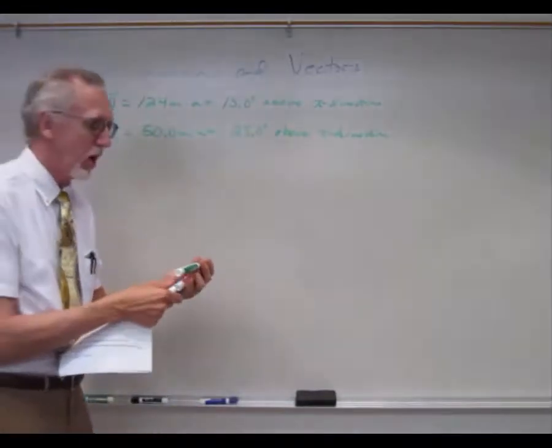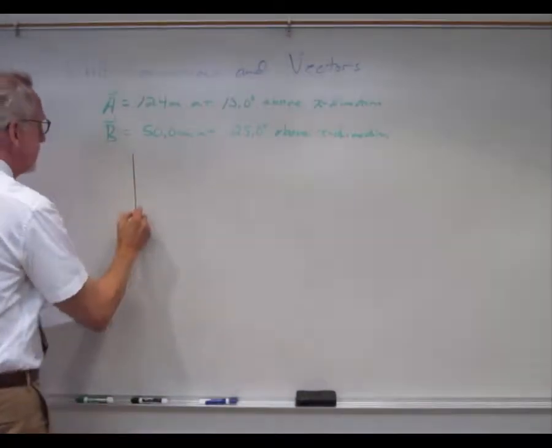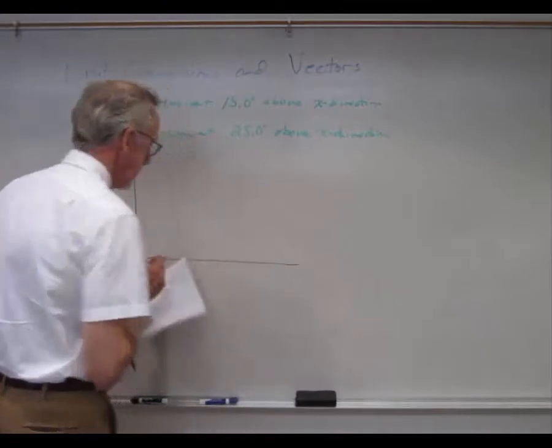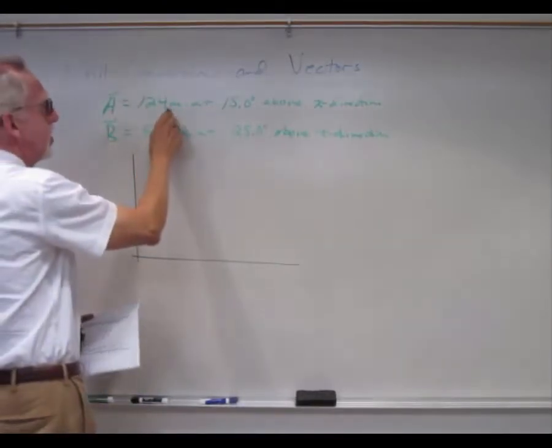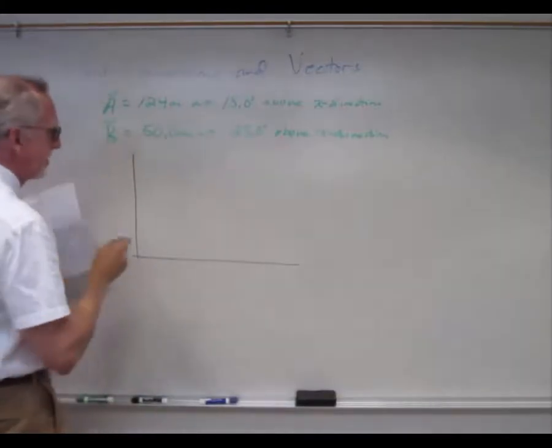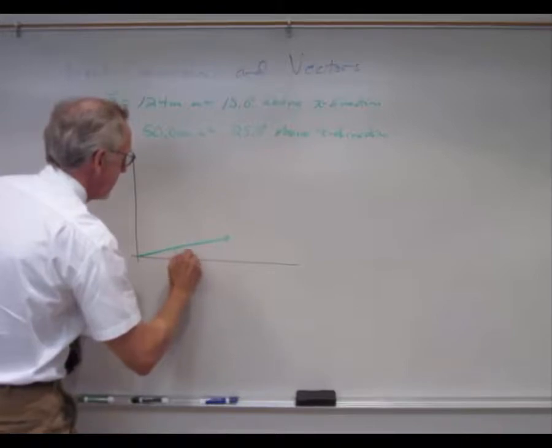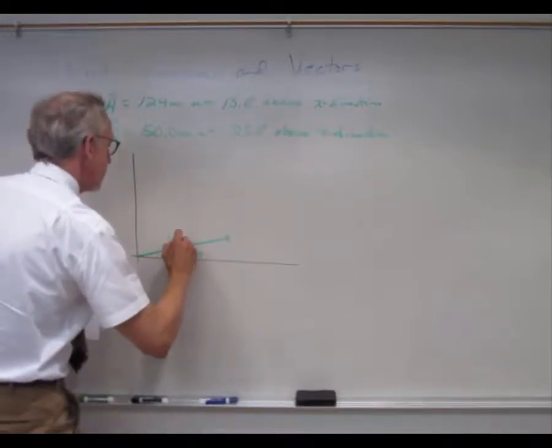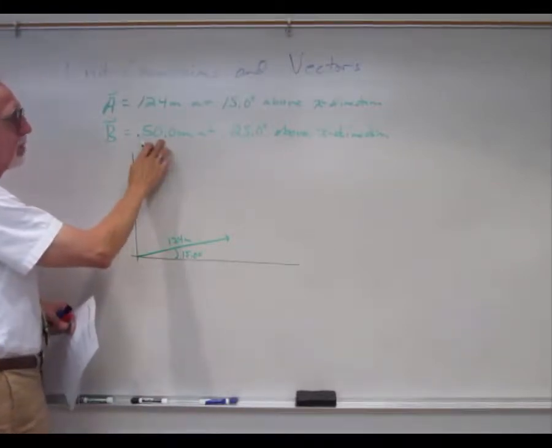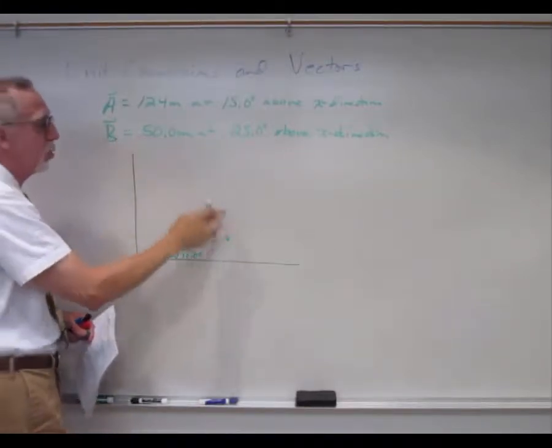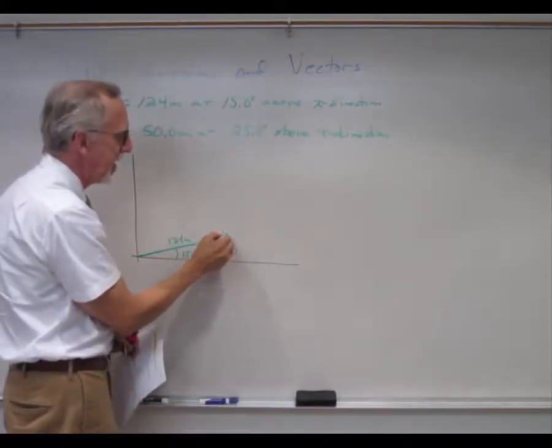Well, again, let's draw it. Just qualitatively, what's the motion going to look like? So let's draw in our x and y coordinates. Our first vector, A, is 124 meters, 15 degrees above the x-axis. So say 15 degrees above the x-axis, something like that. There's 15 degrees, and this is 124 meters. So there's A. Now, B, where does B start? Well, B starts where A ended up.